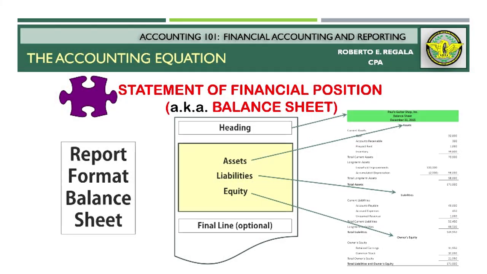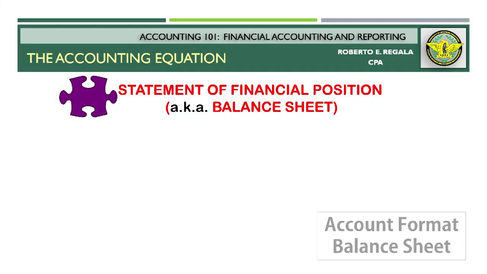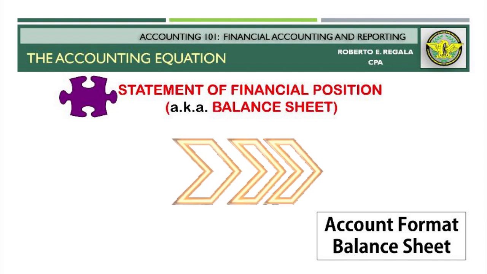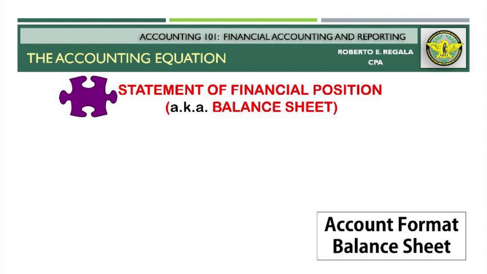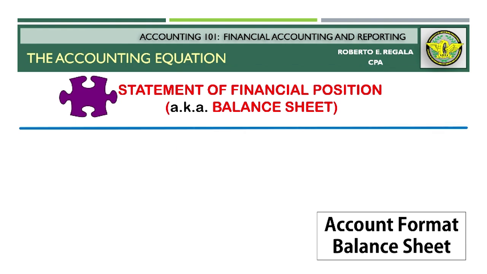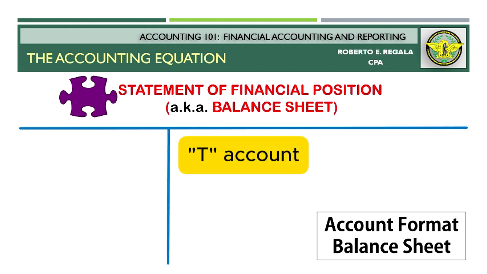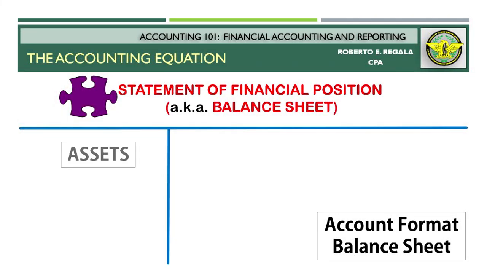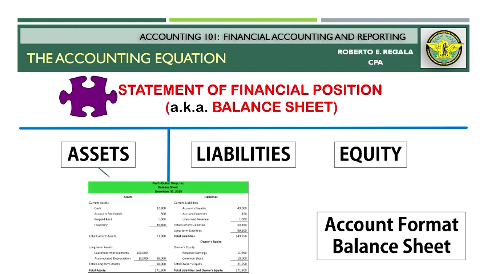The balance sheet in the account format presents the company's financial position in a horizontal layout. It is called such because of its resemblance in form to the T-account used in traditional classroom discussions. In this format, the assets are listed on the left side, while liabilities and equity are listed on the right side. This format is designed to visually reinforce the accounting equation, assets equals liabilities plus equity.